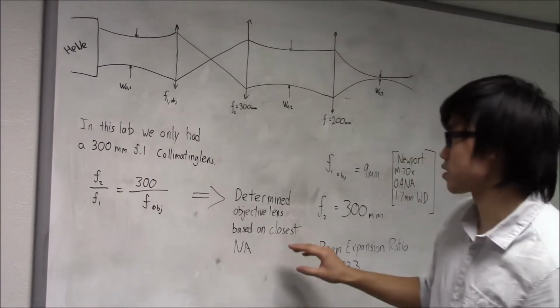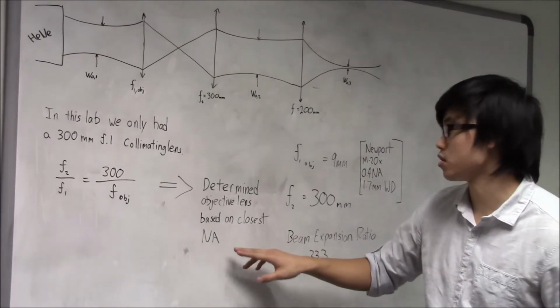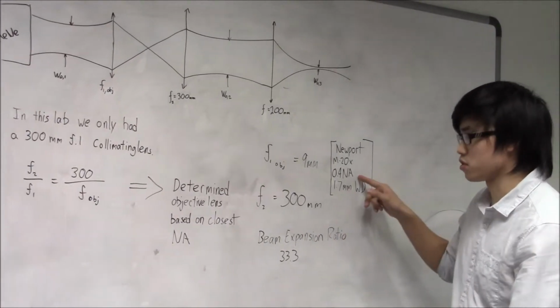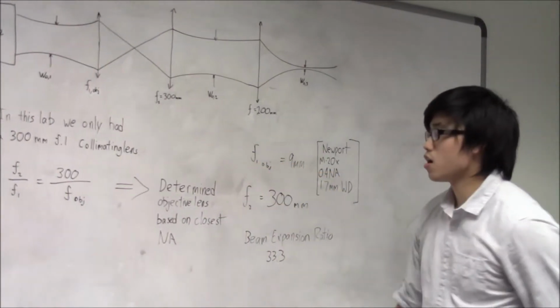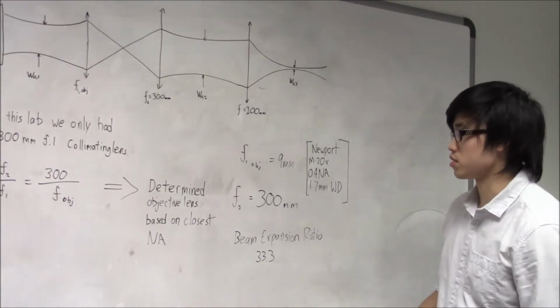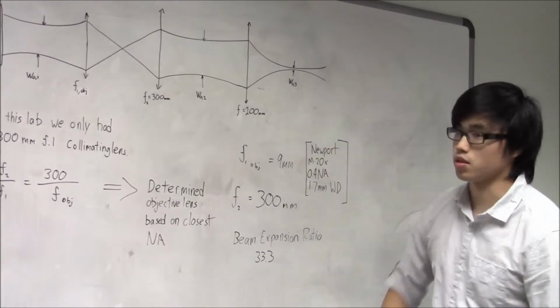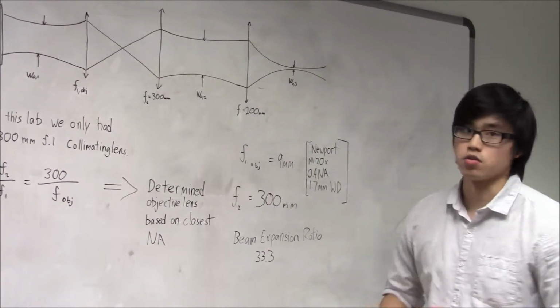So we determined the objective lens based on the closest numerical aperture, and we found that the Newport M20X has a 0.4 numerical aperture, very close to the collimating lens. It has a 9 millimeter focal length, which gives us a beam expansion ratio of 33.3, allowing our final beam waist to be less than 1/10 of the original beam waist.